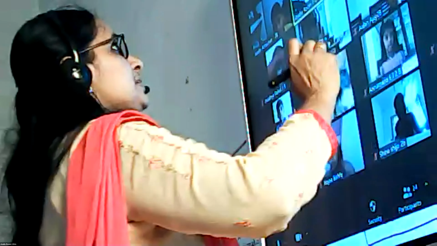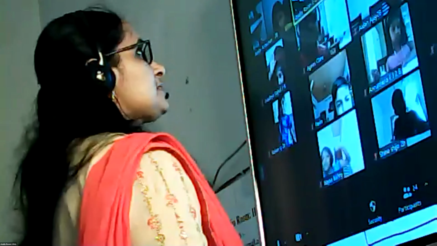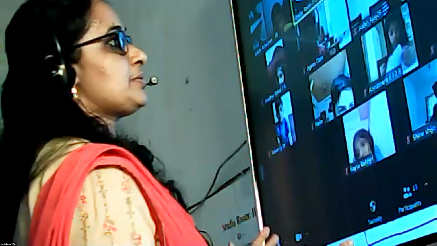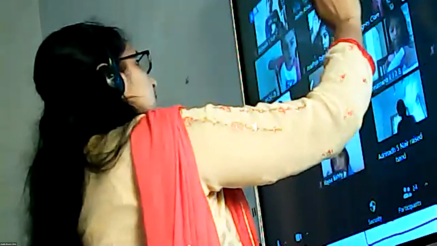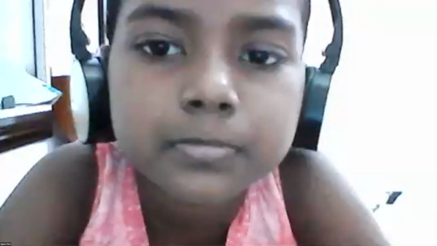Now, which is the biggest unit? Who can say? Yes, Amaya. Kilometer. Very good. Kilometer is the biggest unit of length. Which is the smallest unit of length? Yes, Agnes. Millimeter. Millimeter is the smallest unit of length. Now, which is the standard unit of length? Yes, Adrinath. Meter.